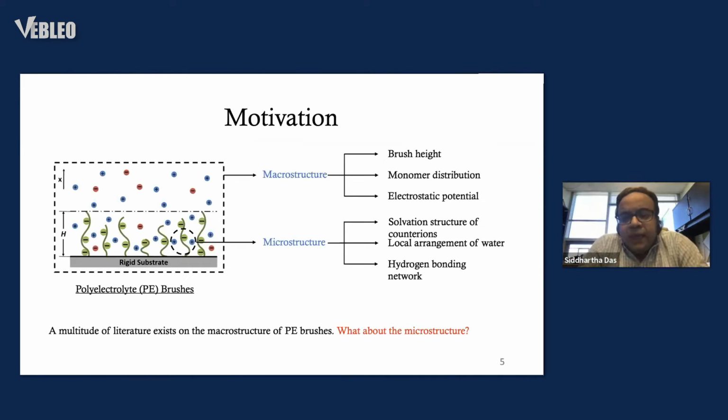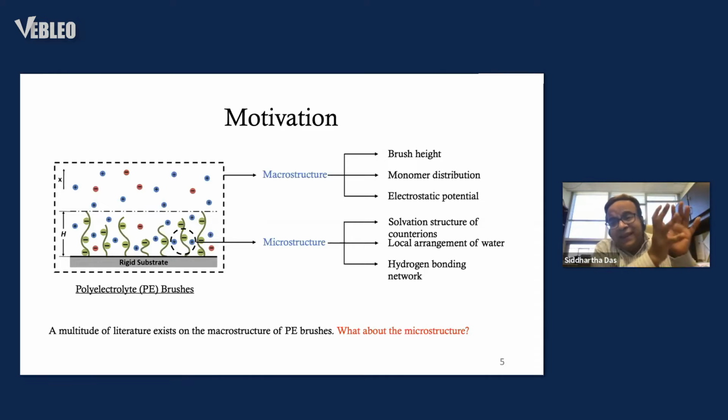So, as a motivation of this kind of an all-atom model, it's interesting to see what has been done. People have talked about the macrostructure. They have done experiments, they have done coarse grain simulations, and have talked about the macrostructure. For example, the brush height, the monomer distribution, even the electric double layer potential, that is the electrostatic potential that this charged polyelectrolyte brush generates around it, and so on.